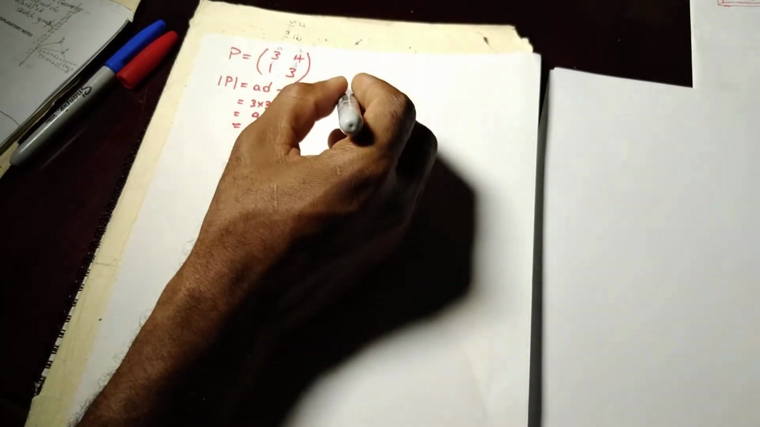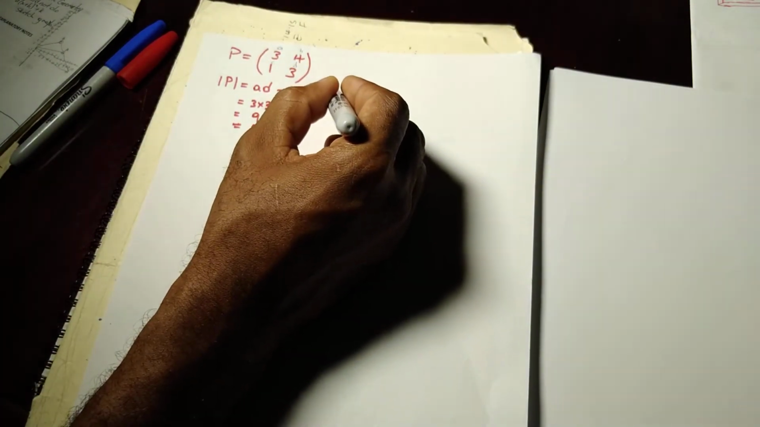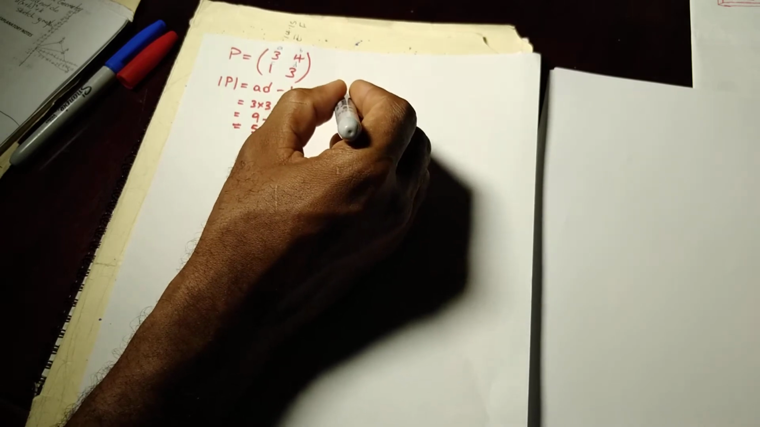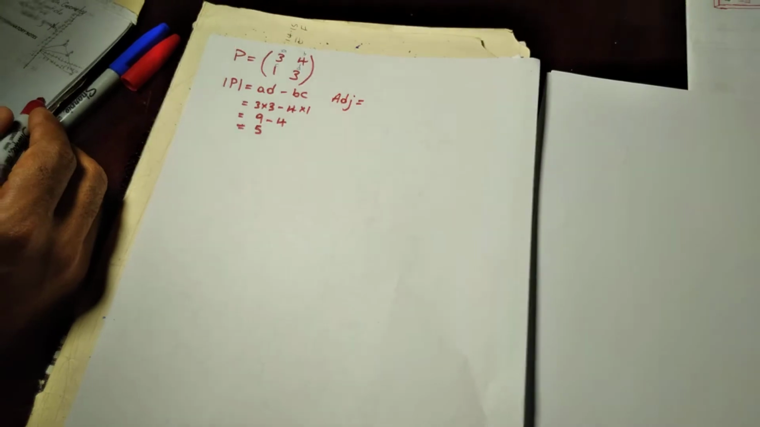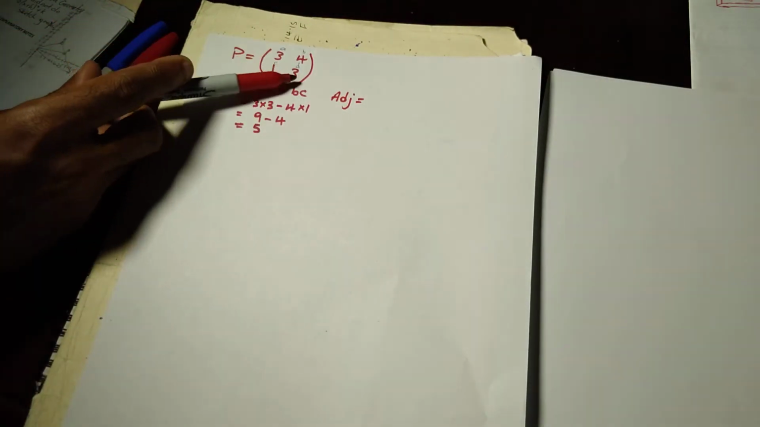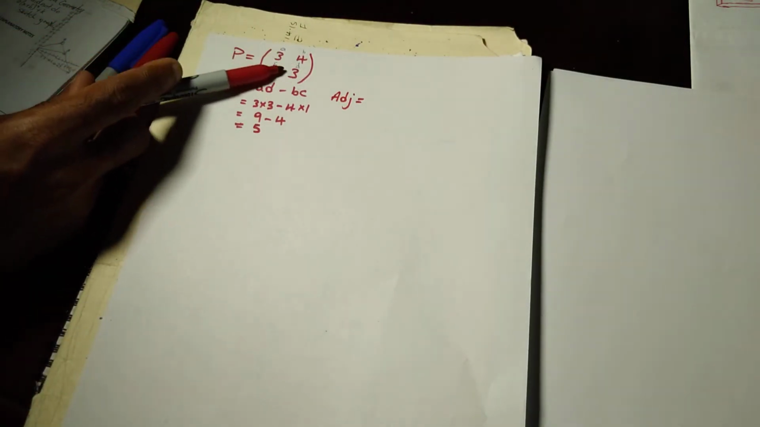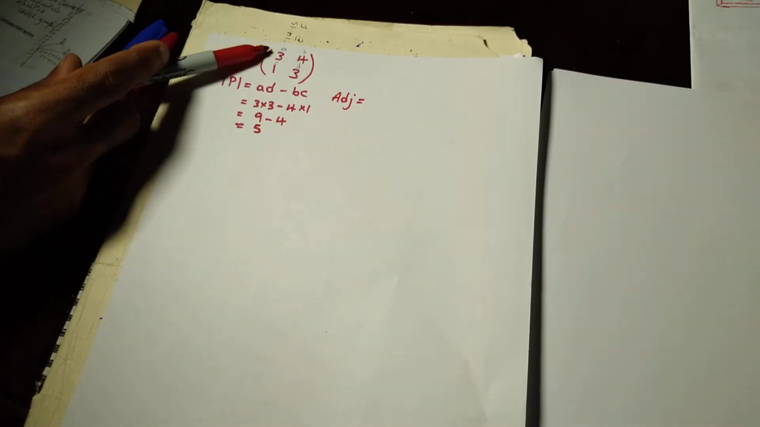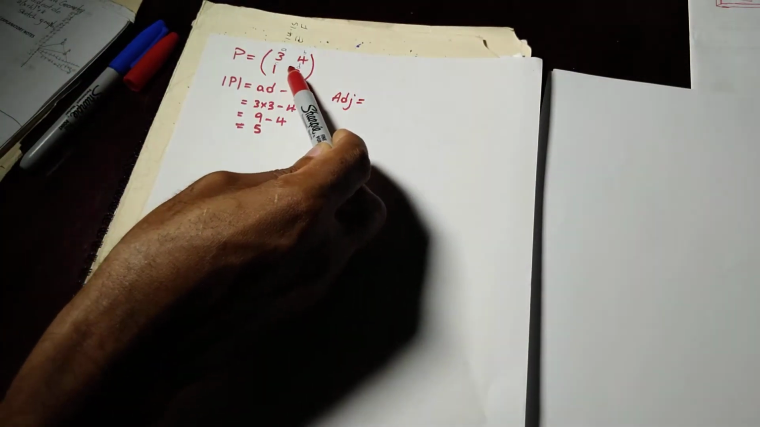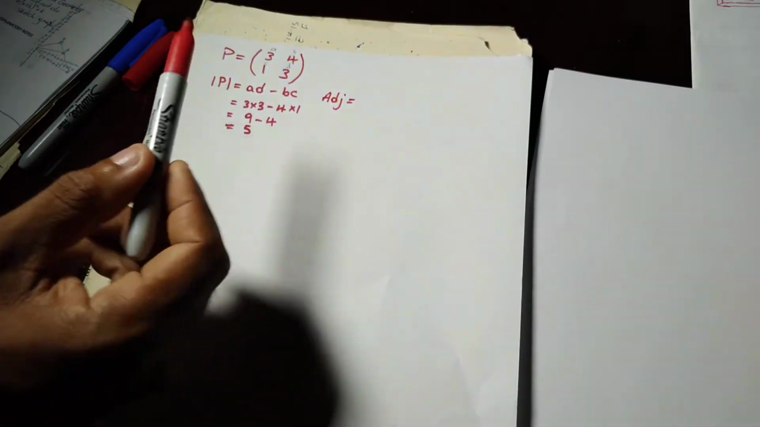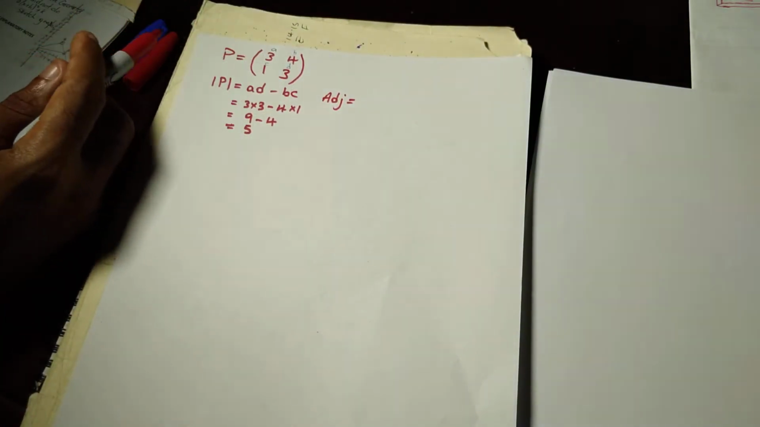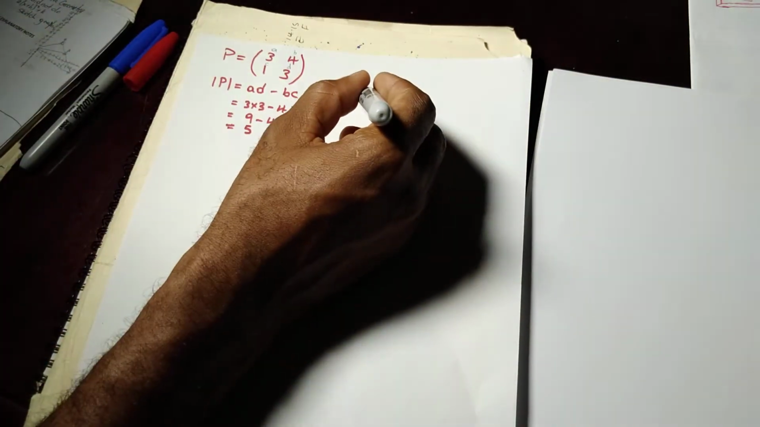Now let's find the adjoint. The adjoint, ADJ for short, is equal to, how do we find that? This is known as the leading diagonal, this one, the 3, 3. This is called the minor diagonal or non-leading diagonal. So what we're going to do is switch the values on the leading diagonal. But if we switch these values, they're just the same. It's still 3, but assume that we switch them.